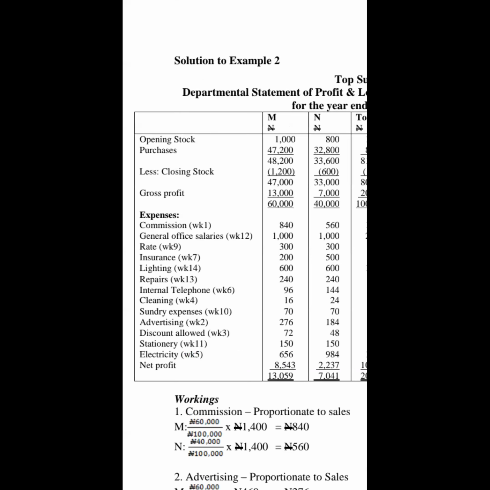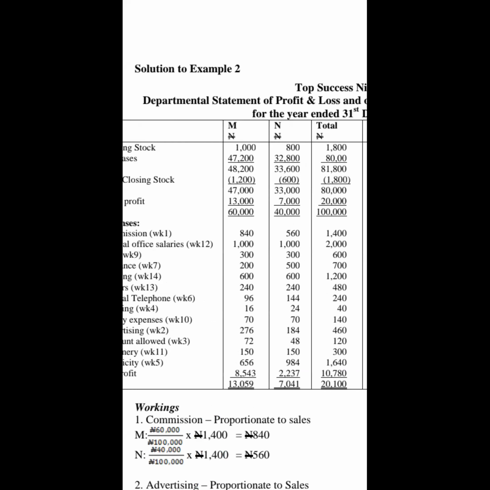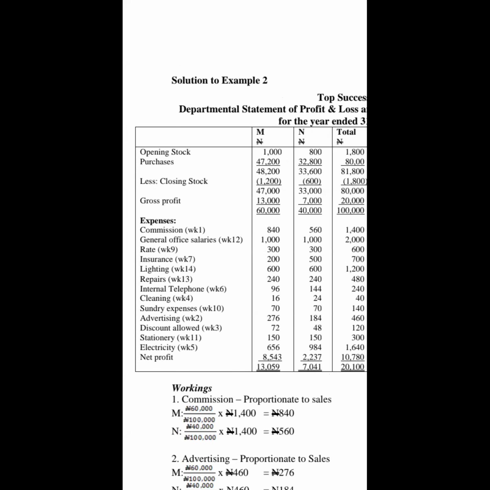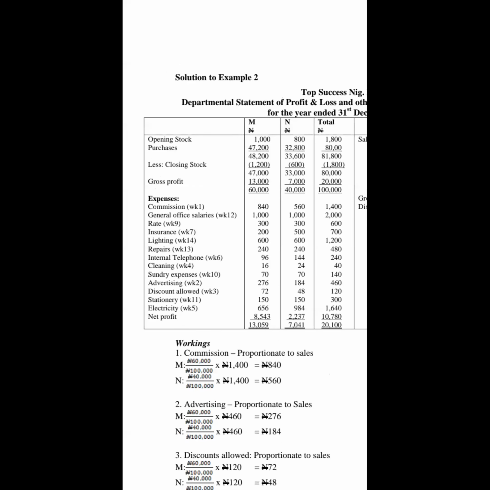So let's now go to the other part of the account, which is opening stock. We're given opening stock for department M to be 1,000, while department N is 800. So the total will be 1,800. I think that one too is taken.